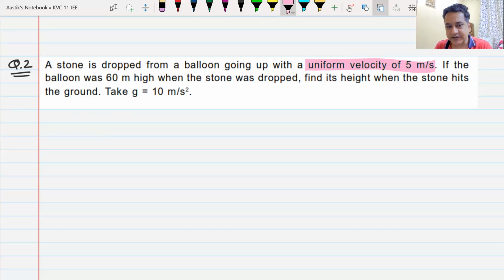Do we understand the question that I am telling you? How are you going to find out the distance or the height of the balloon when the stone hits the ground? How are you going to find it out? Any idea? No idea. Okay, then if you have no idea, then I should solve the question. There is no point of waiting for it if you don't have any idea how you are going to do it. So it's better that I solve it for you.